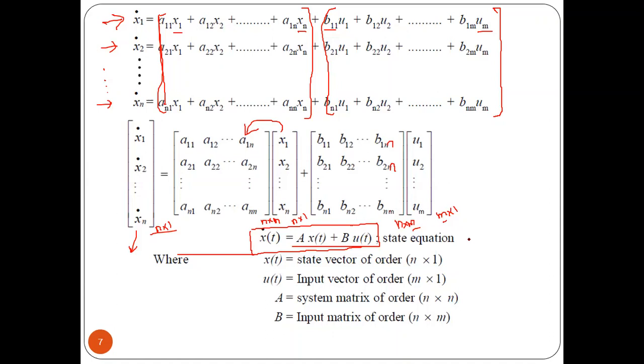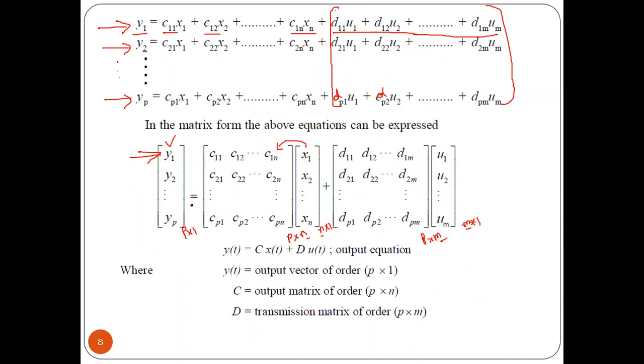And this equation is denoted as state equation. Okay. And we already know the dimensions of each matrix. So this is the state equation. And in the previous equation, we got the matrix equation for y output is equal to some C matrix into x of t plus D into u of t. This is called the output equation because we got the expression for output y of t.